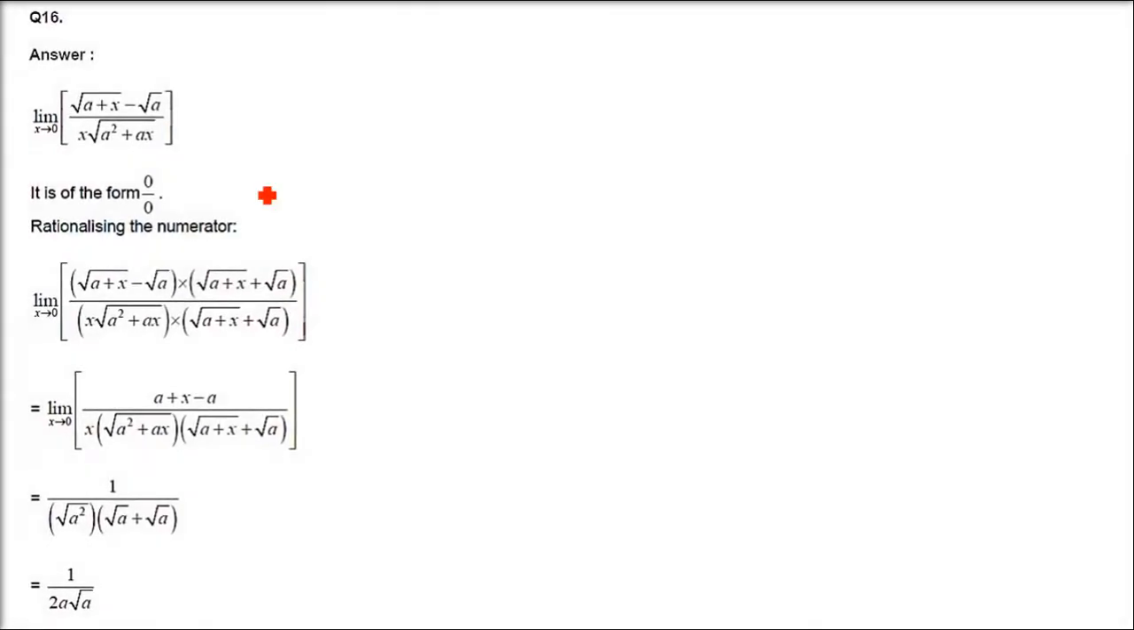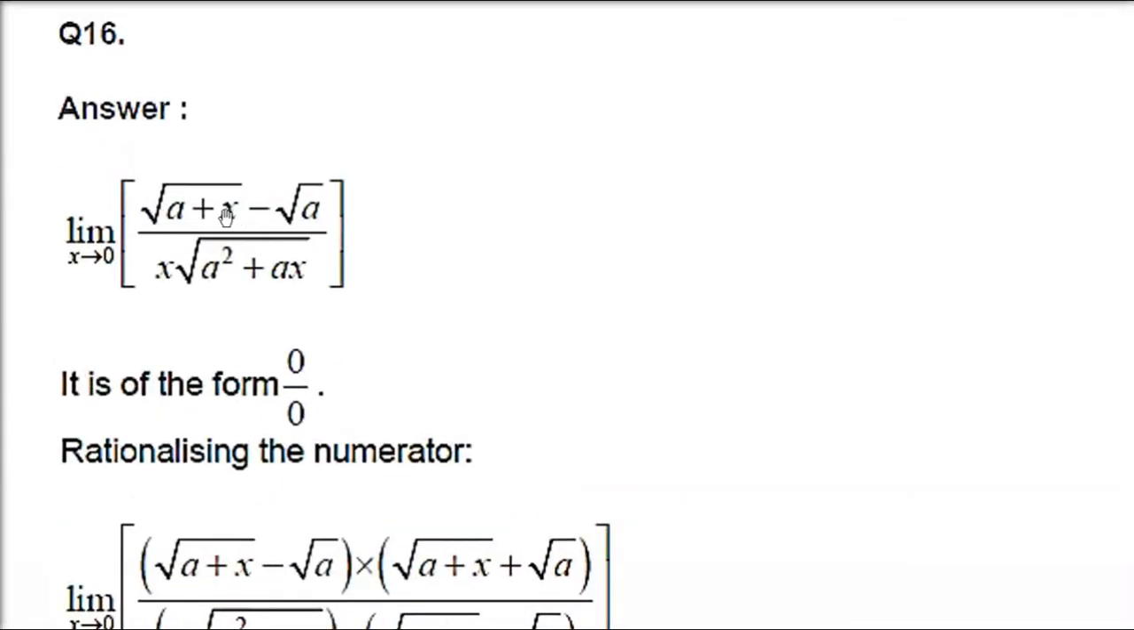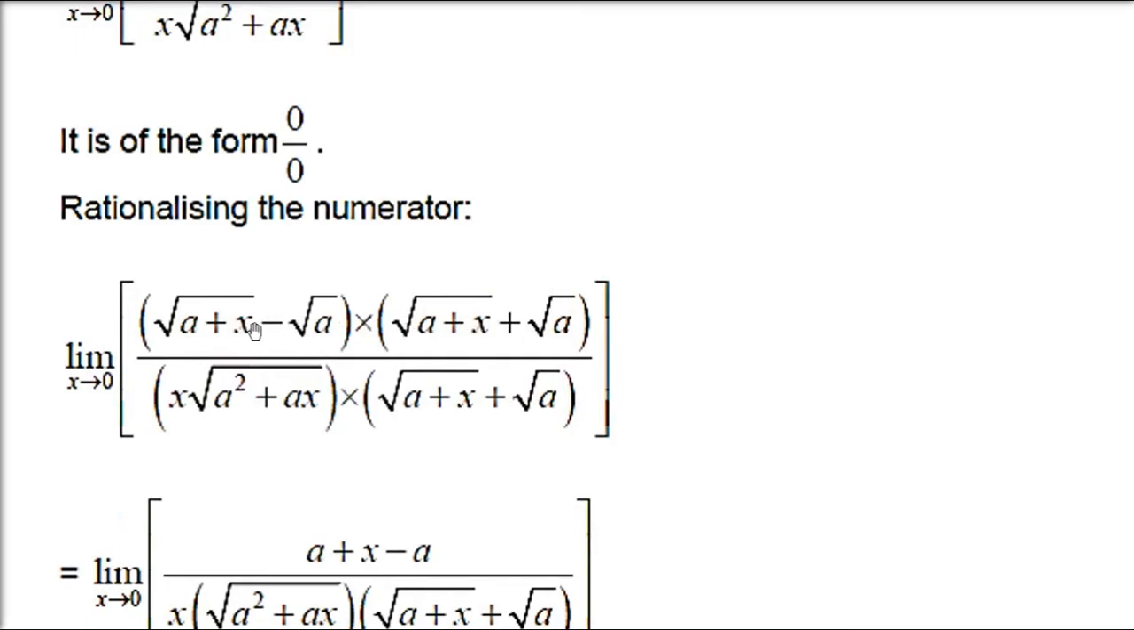Now this is question number 16. So under root a plus x minus under root a, by x under root a square plus ax, limit x tends to 0. This kind of question we have already seen. I think it was question number 3, and in the previous exercise also we have done a kind of this question, but here we have to rationalize it.